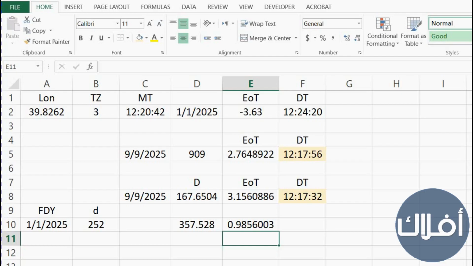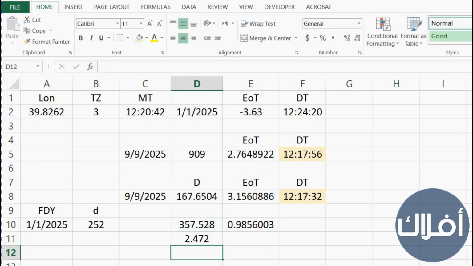The angle 357.528 is the angle from the last perihelion, when the Earth was farthest from the Sun. If we subtract this from 360, we get 2.472, which is the angle the Earth needs to rotate to return to the perihelion again, which is about 2.4 days from 1st of January.